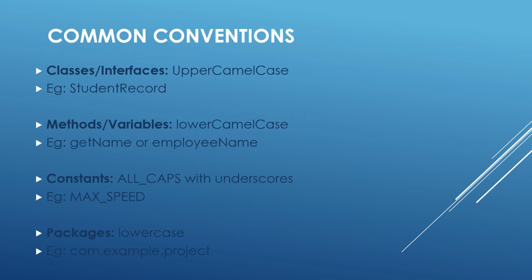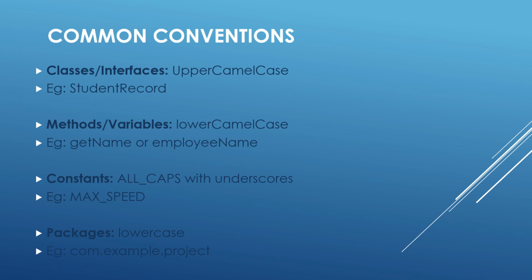The most common Java naming conventions are: first one, classes and interfaces. It uses upper camel case like StudentRecord. Second one, methods and variables. It uses lower camel case such as getName or employeeName.